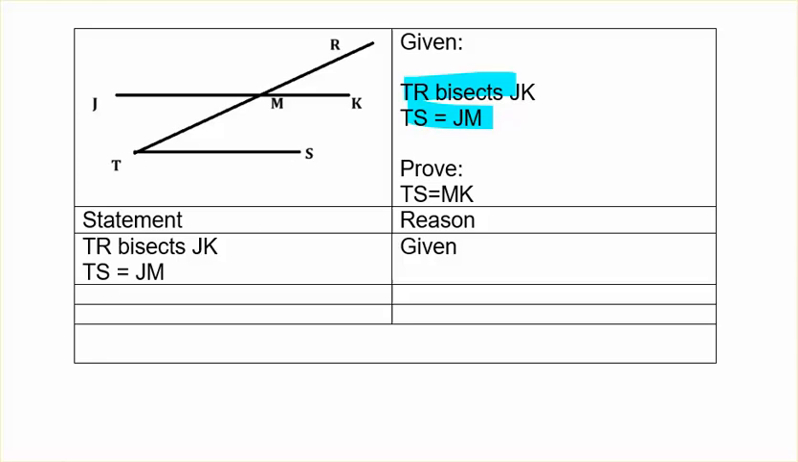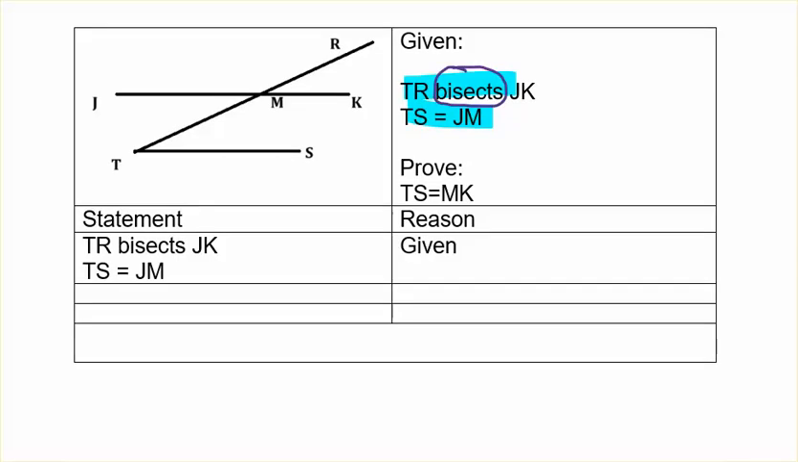Now we want to use that given, and I see a geometry vocab word, bisects. Take a moment to think about what bisect means. We've talked about segment bisectors and angle bisectors. Well, here we're bisecting JK. JK is a segment. Bisect means we cut it in half. Let's look at the picture and see what we can figure out.